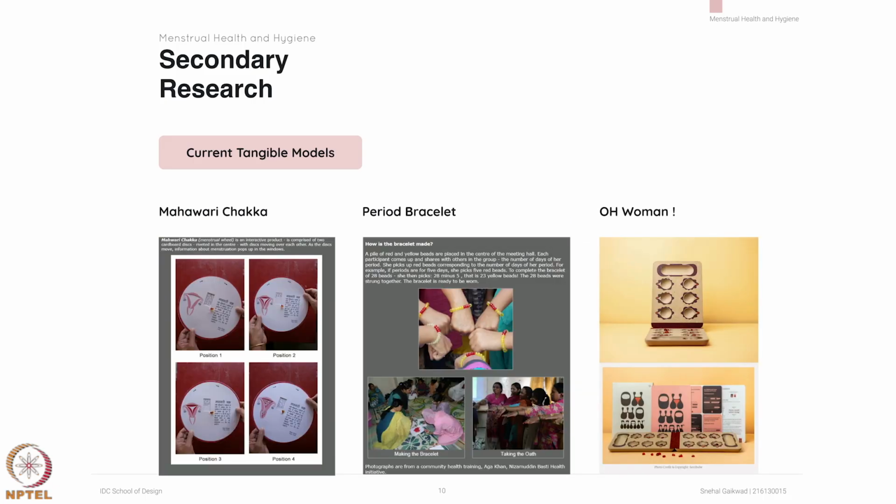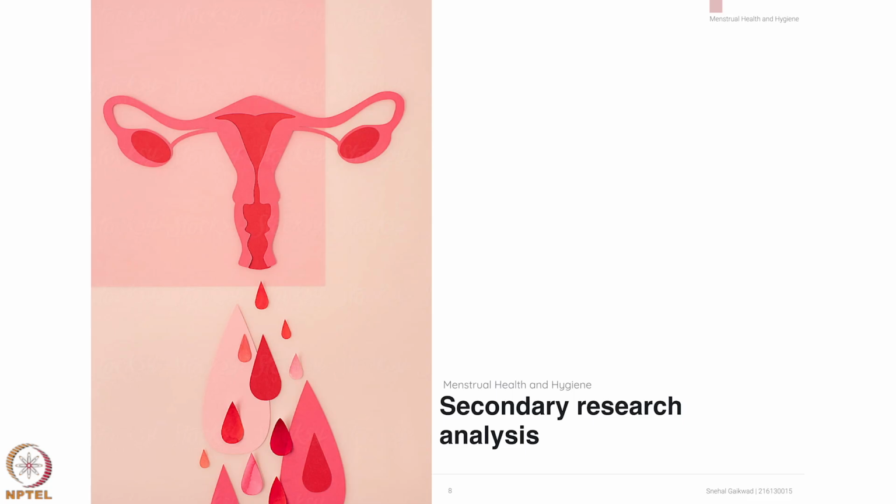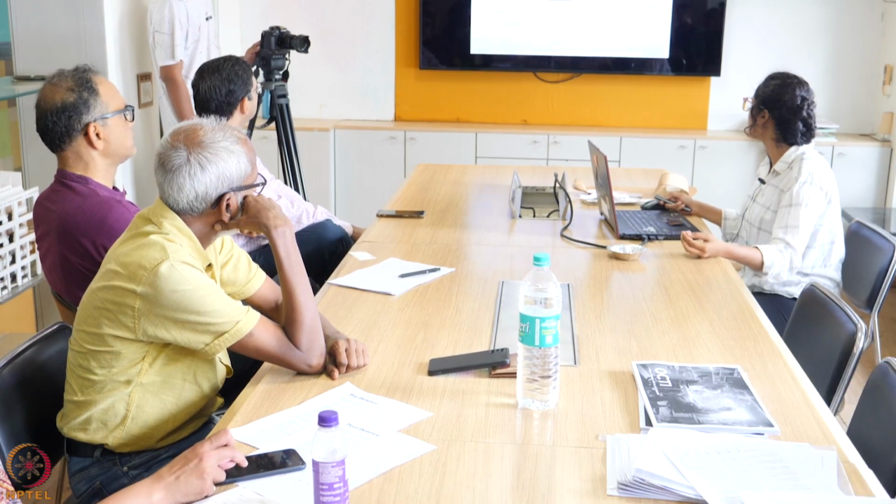Then this was a board game, O Woman, where they promote the use of menstrual cups and sanitary pads through a board game. Then this is a UNICEF guide. This is a three step lesson plan for complete period education plus hygiene and nutritional information. Then I looked at how parents, family members, friends, and the internet all contribute to the menstrual health and hygiene information of rural girls.